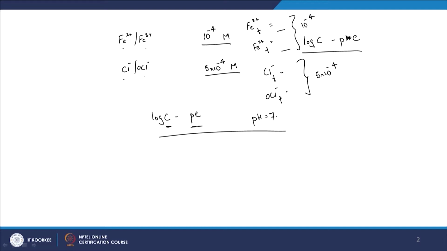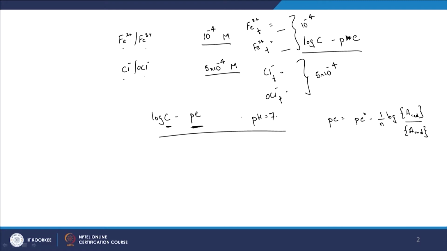The reason why we don't need to give the breakdown of the concentrations of the redox couples is that when it calculates pe, you are going to have pe equal to pe naught minus 1 by n log of the reduced form by the oxidized form, I believe.